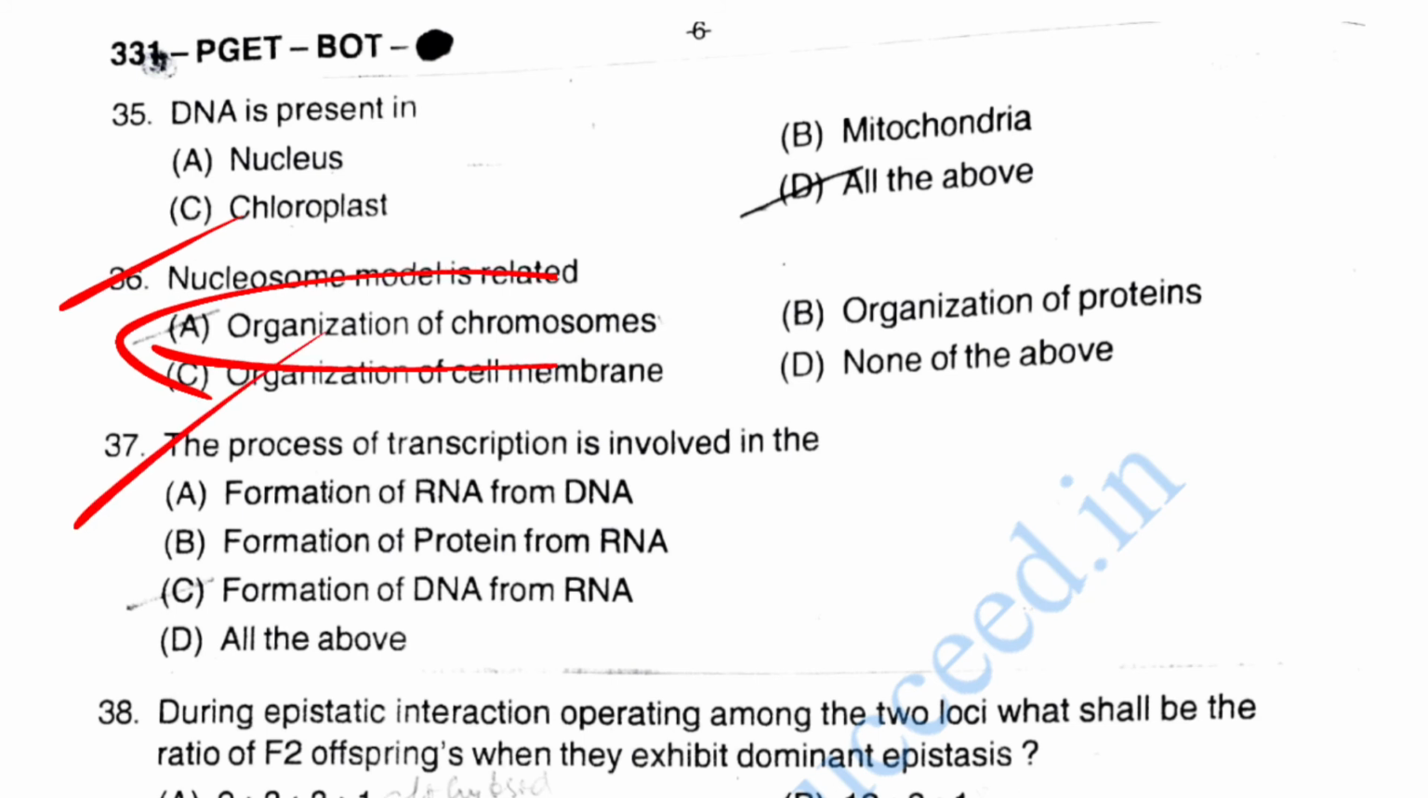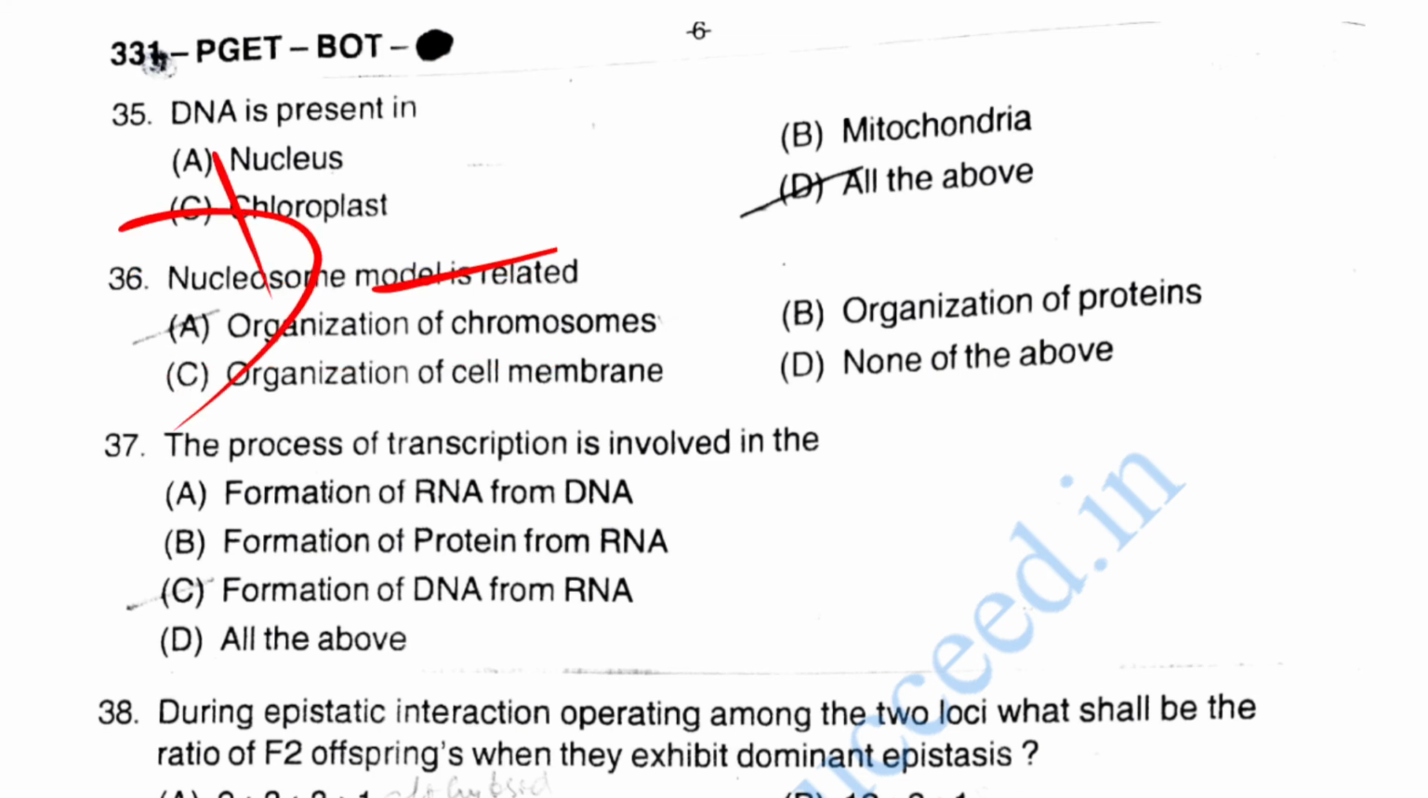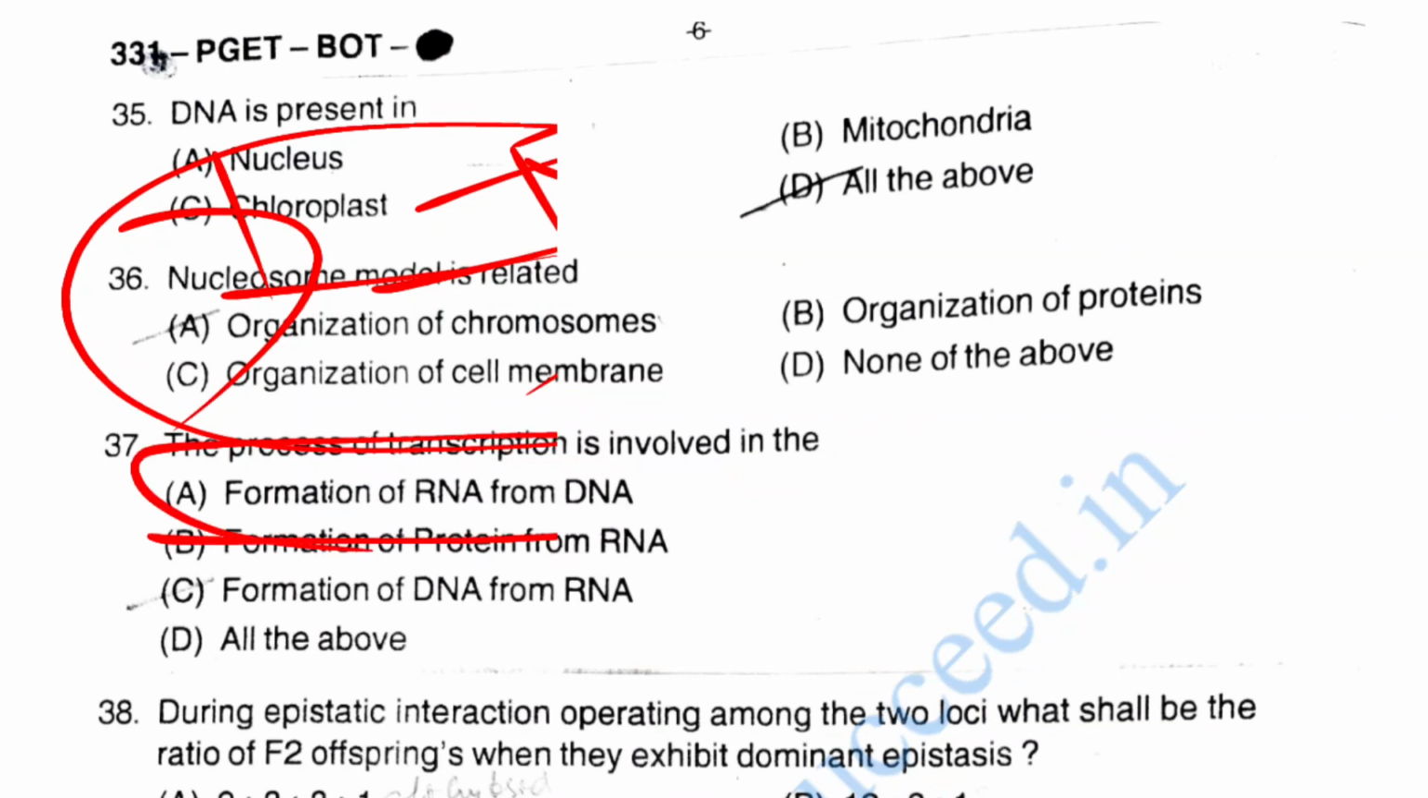Question number 37. The process of transcription is involved in. What is the process of transcription? In the central dogma, we know information flows from DNA to RNA, that is transcription, and RNA to protein is called the translation. So here information is flowing from DNA to RNA, means formation of RNA from DNA. The answer is A.